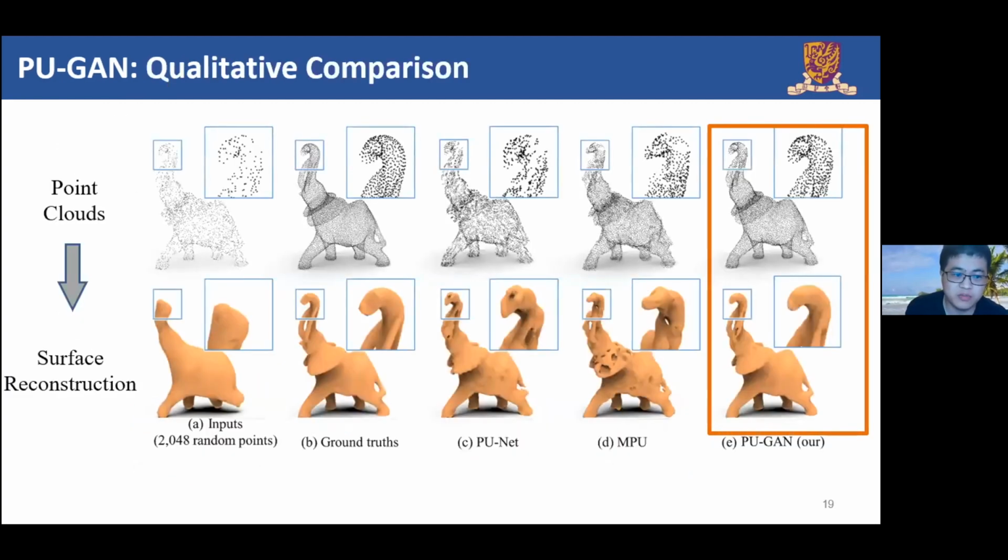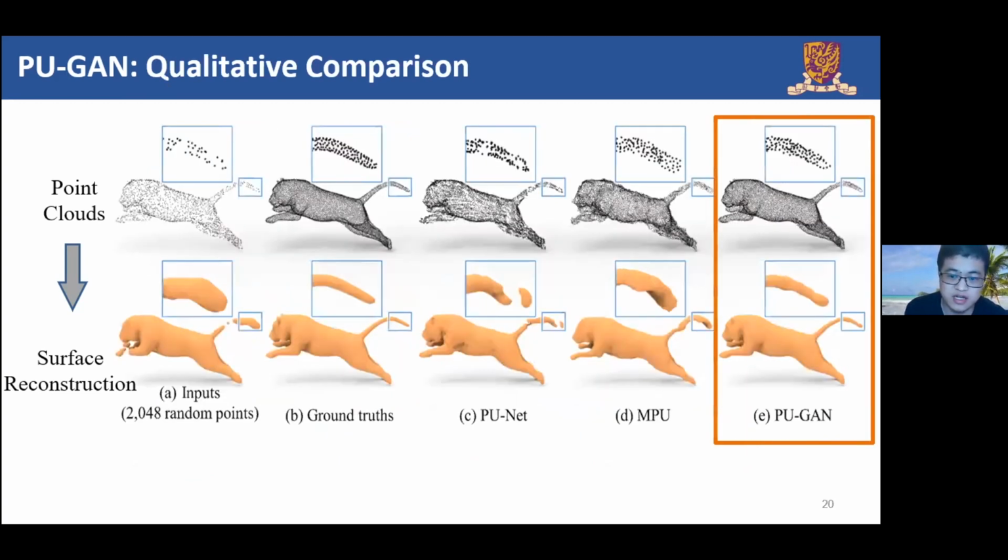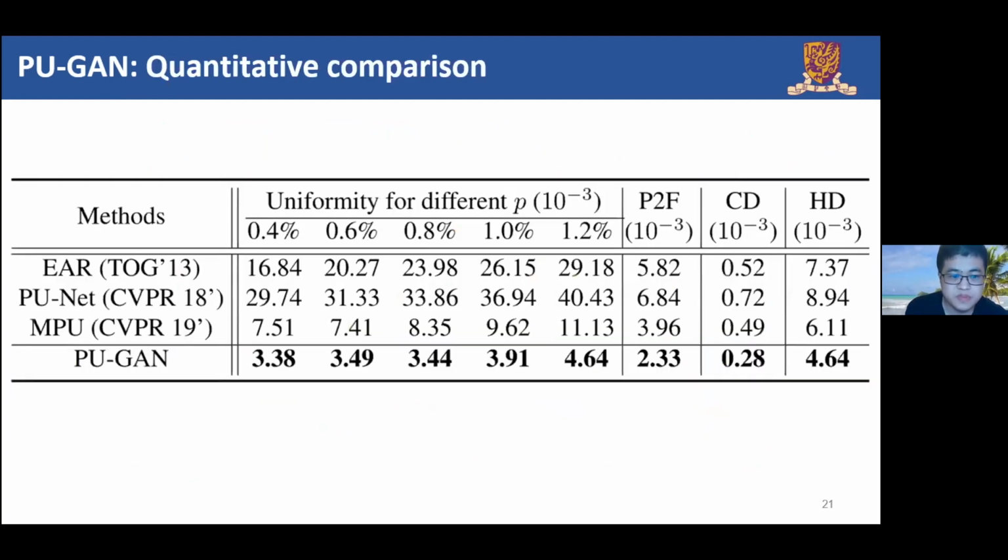For this work, we also provide a new dataset, and this dataset is rarely used in upsampling tasks. Here is the visual comparison. We provide the upsampling result and also the corresponding mesh reconstruction result. As we can see, our PU-GAN can produce more fine-grained detail, such as the elephant nose and the tiger's tails. We also provide a quantitative comparison.